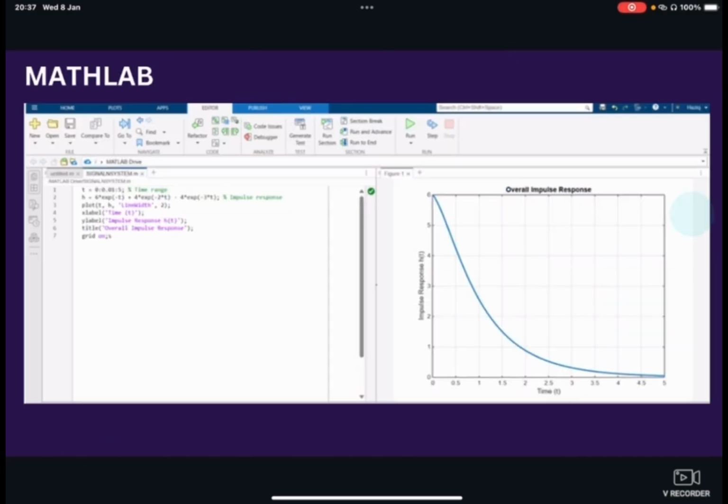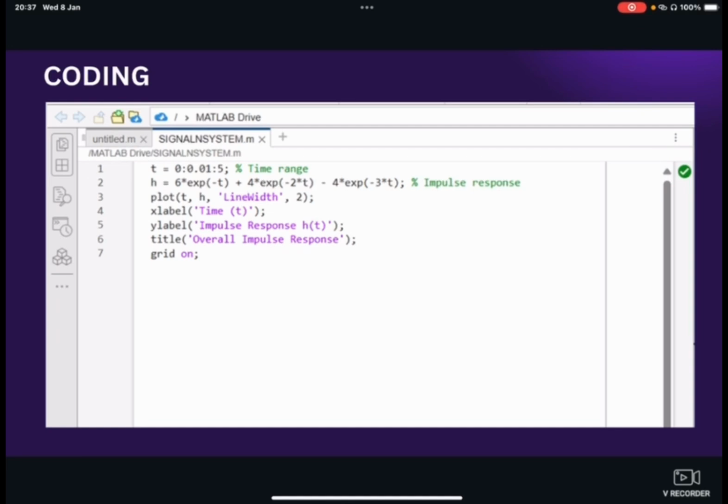So let's move on to the MATLAB. So here is the working of the MATLAB that I have done. So let's dive into the coding. This coding defines the time t from 0 to 5 seconds and calculates the component of the overall impulse response of the HT based on the equation that we derived. So the final plot is shown next on the slide.